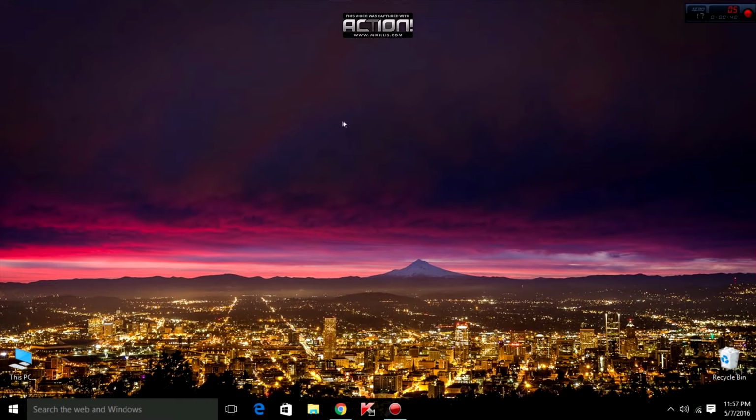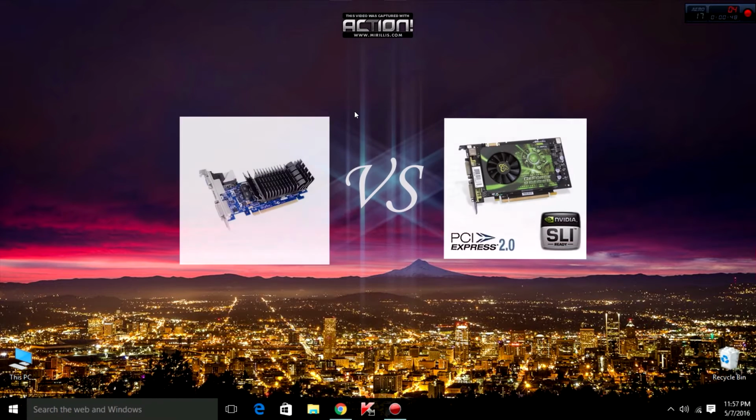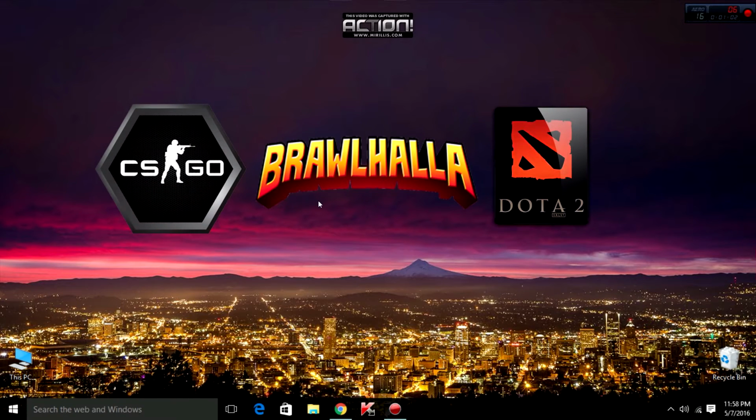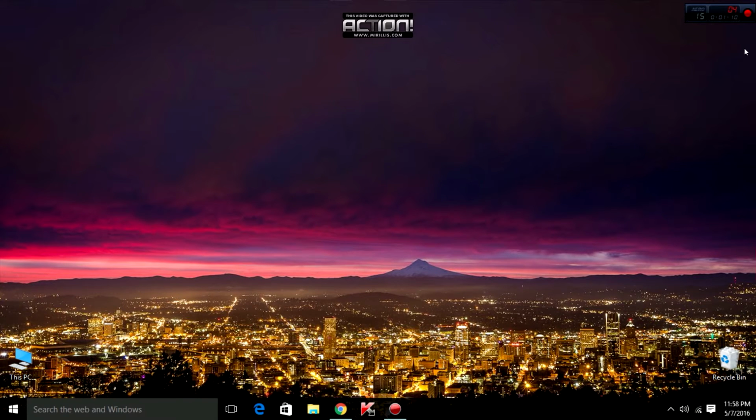The cards that are going to battle today head to head are the GT 210 and the 9500 GT. Both are low profile cards, and we just have to wait and see who the winner is. The games we are going to try today are CSGO, Brawlhalla and Dota 2. I won't say they are the most popular games, but they are popular, and most people who have a budget graphics card play them. They're quite addictive too.